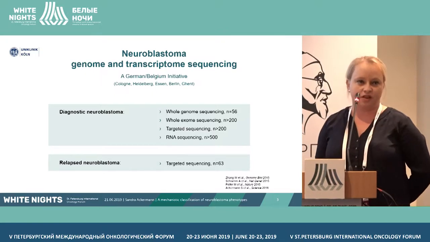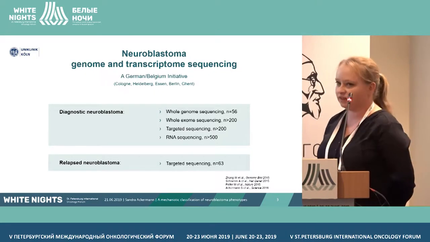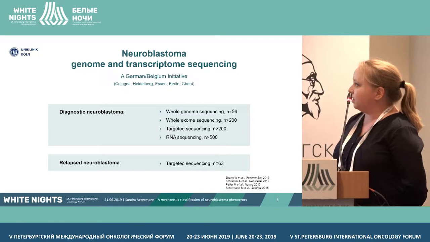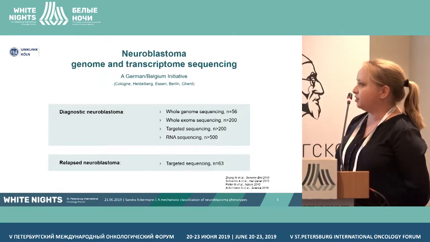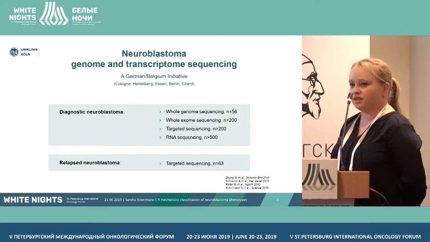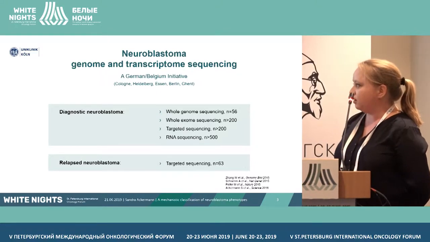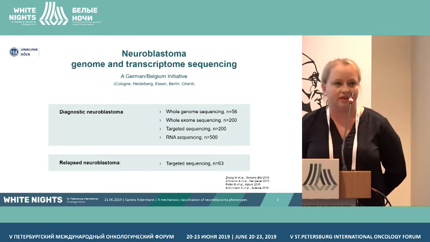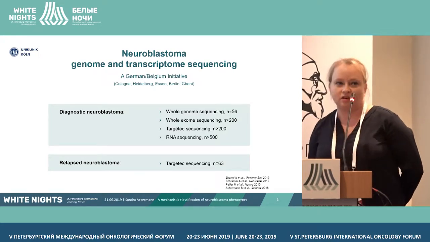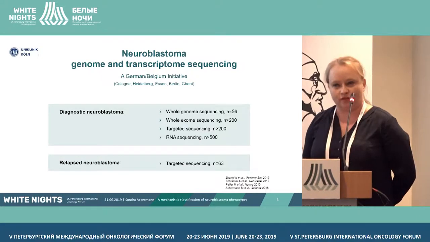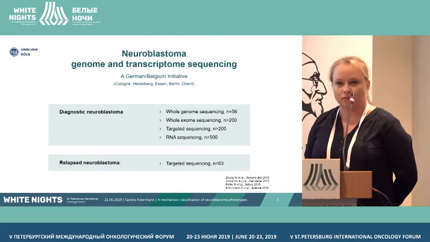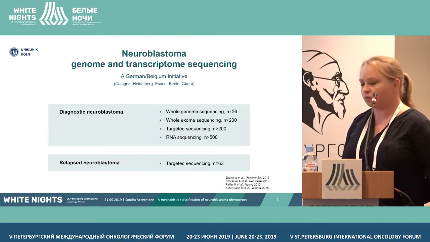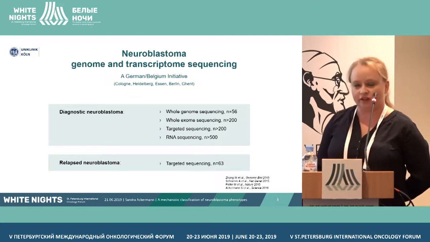So this is the sequencing cohort I'm talking about. This, as I said, started in 2010 as a German-Belgian initiative. We had some genome sequencing in there and more than 200 exomes, some targeted sequencing data panels, and some RNA sequencing data of around about 500 patients. And these were all diagnostic samples. And this means that all the data I'm showing you today is coming from the initial diagnostic biopsy. So you can already see all this data at the time point of diagnosis and not during the time course, but this is detectable very early in the clinic.